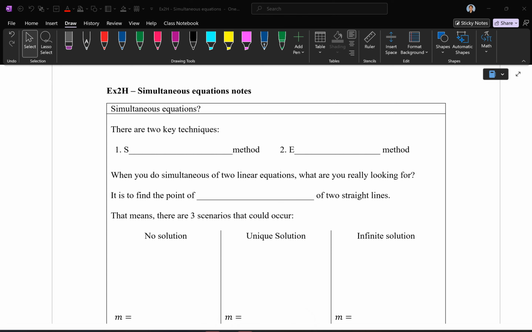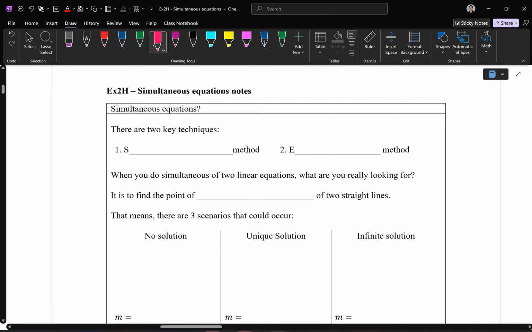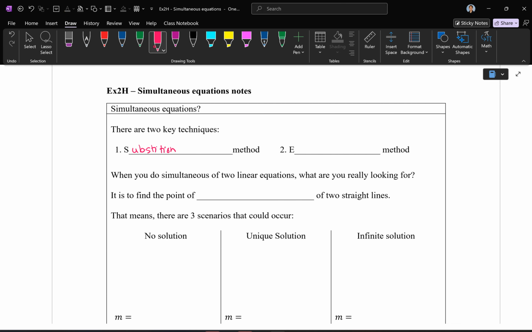First one starting with S, what was it called again? Substitution. So you need to know how to do the substitution method. And then you also have elimination. You'll be using these techniques pretty soon as well, so you need to know how to do it by hand and also by CAS.